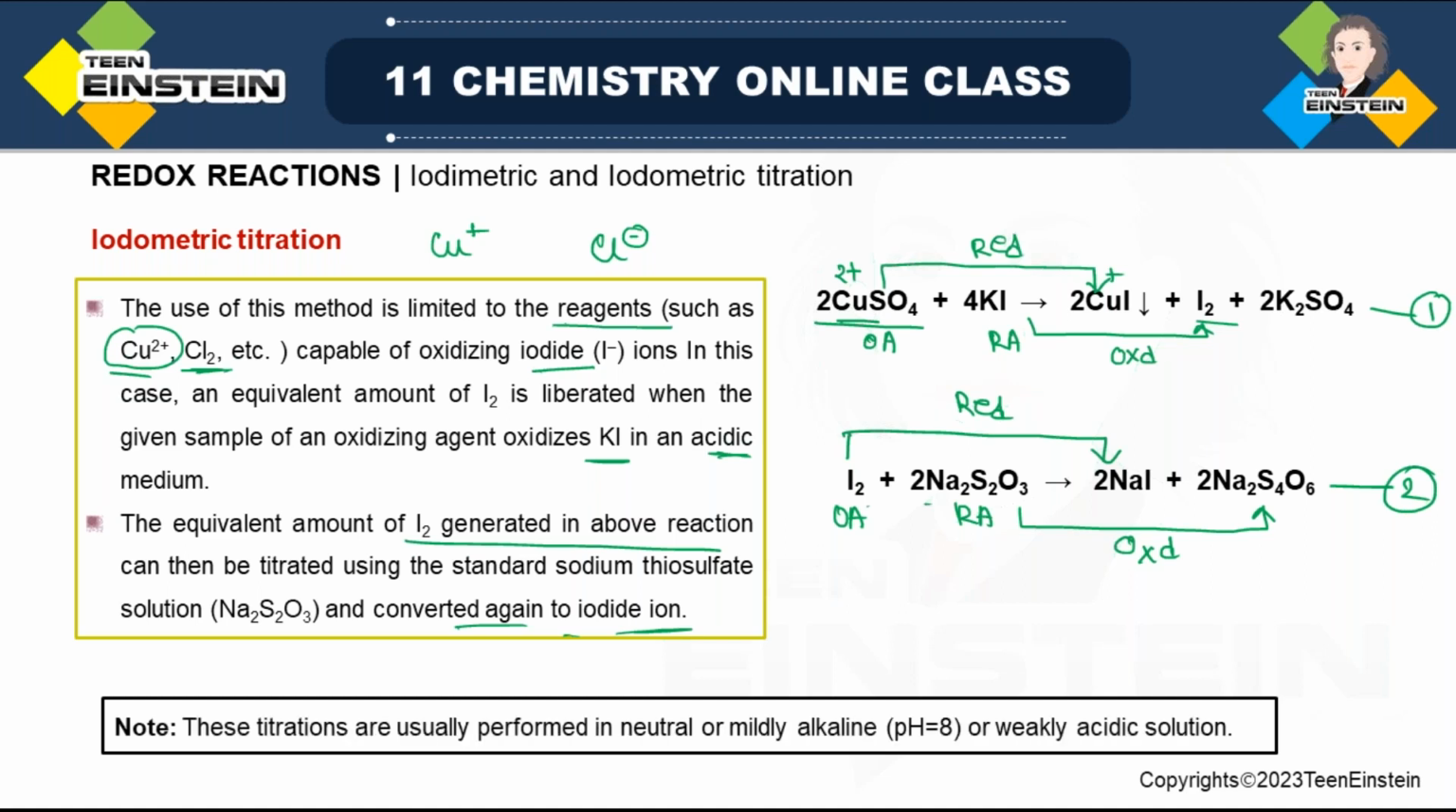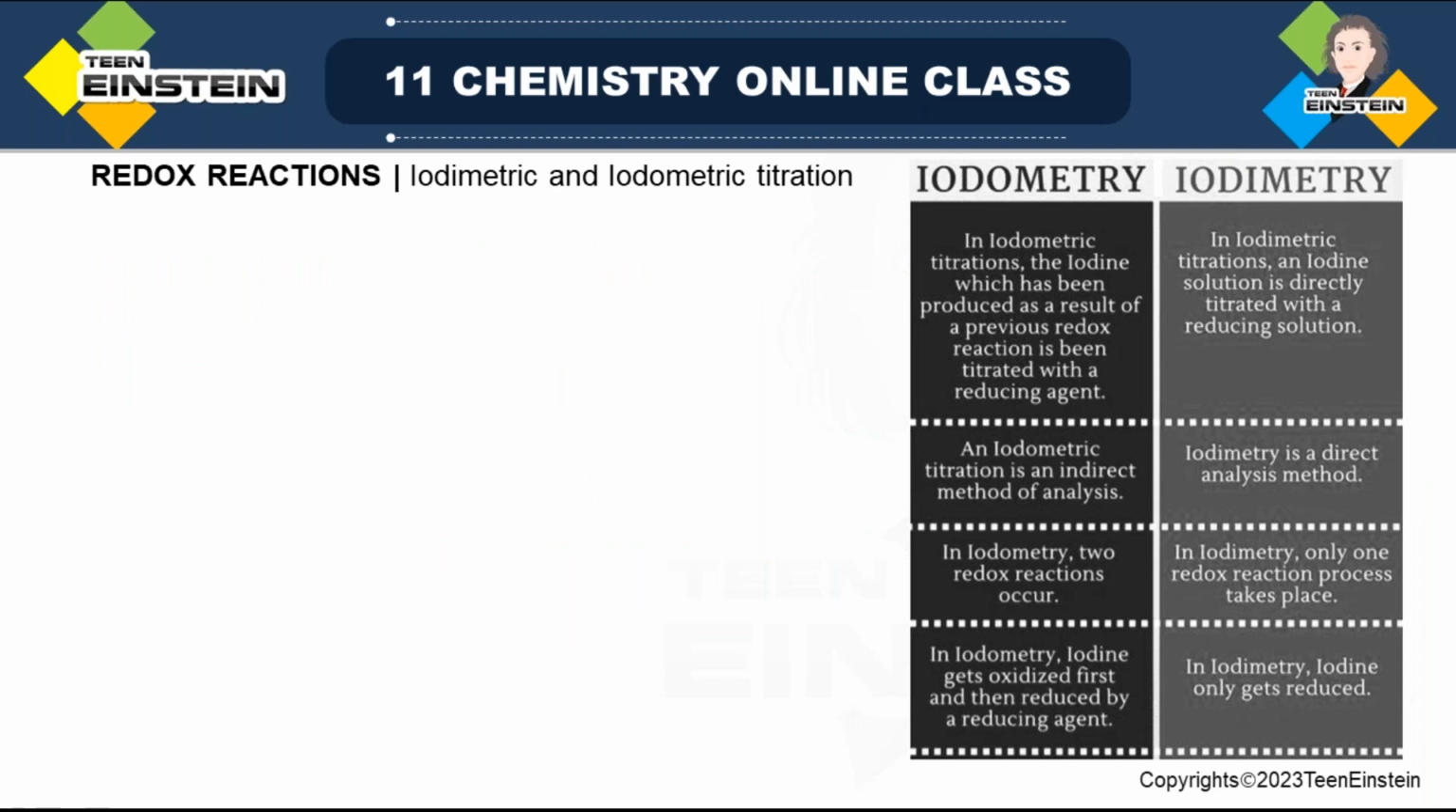So remember, this note is important. The titration is usually performed in neutral, mildly alkaline or weakly acidic medium. So either weakly alkaline or weakly acidic, but strong, that is very low pH or very high pH, should be avoided. Right? Now we will compare once more. So iodimetry and iodometry, remember, total two reactions. This is indirect and this is direct.